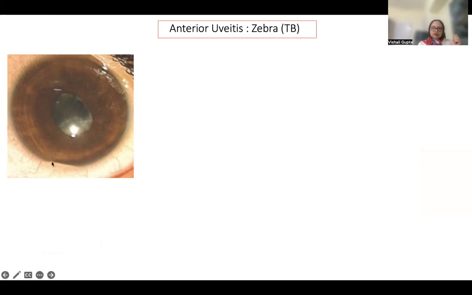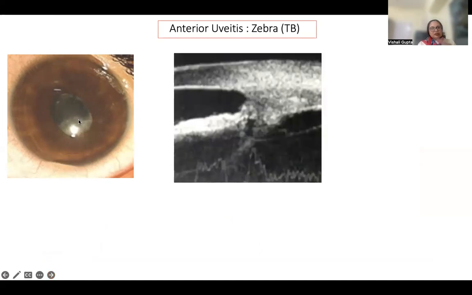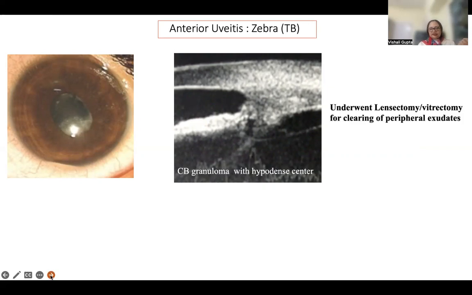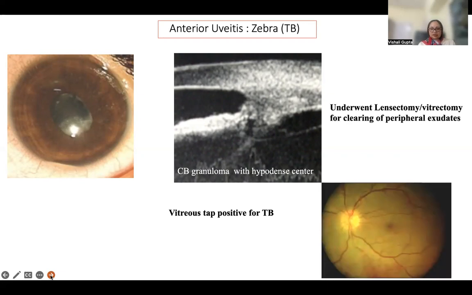So this is a patient, you see hypopyon uveitis in a pseudophakic patient, but it's a very chronic, low-grade kind of inflammation, and it has a kind of a granuloma on UBM, which you see in the ciliary body, and the granuloma has a hyperdense center. So this patient actually underwent surgery because there were peripheral exudates and we were not sure what we were dealing with. And when we did the vitrectomy, the tap was positive for TB, and this is how the patient responded.